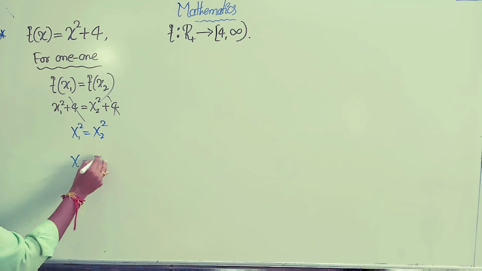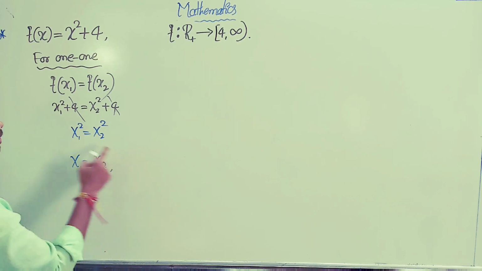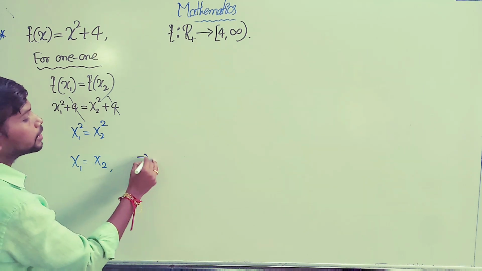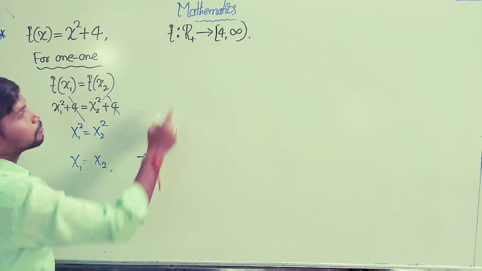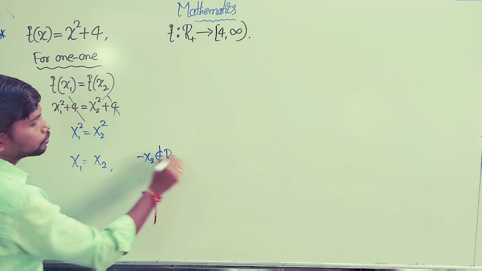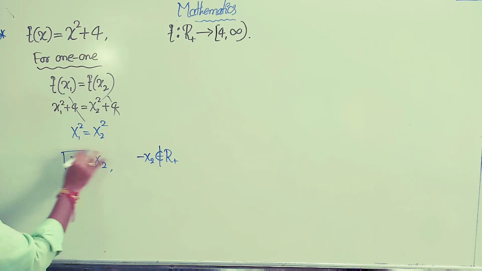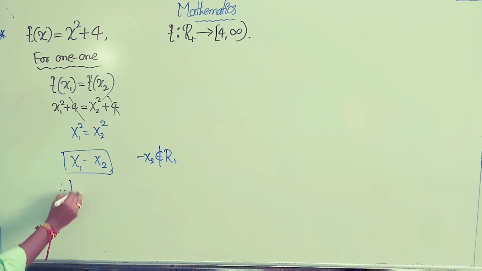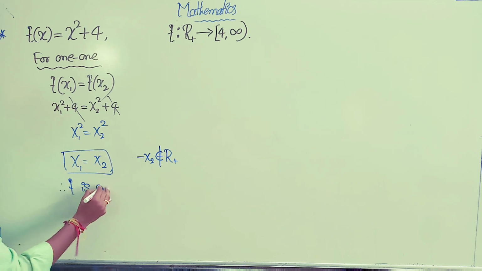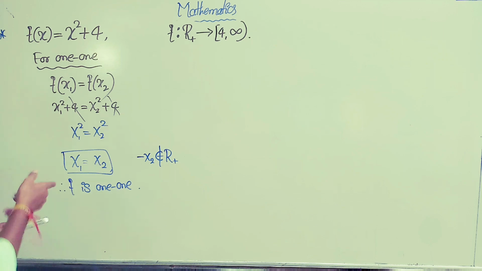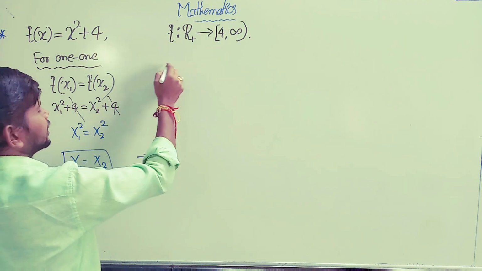x1 is equal to x2, and here square will be as a square root, means plus or minus will come, but a negative x2 does not belong to positive domain. Got the point clearly? That's why x1 is equal to x2. Therefore f is 1-1. Got the point clearly? After this one, what I need to write? Yes, exactly, you are right.